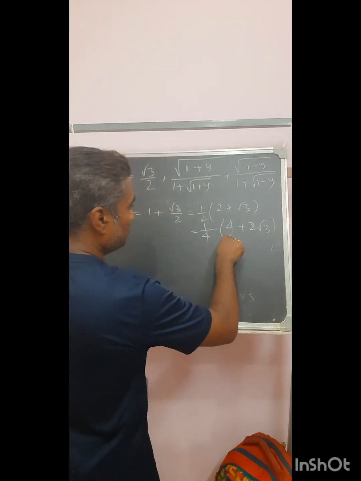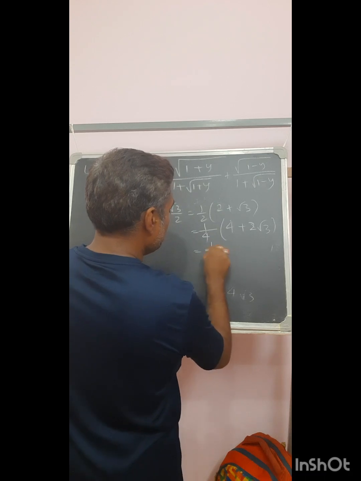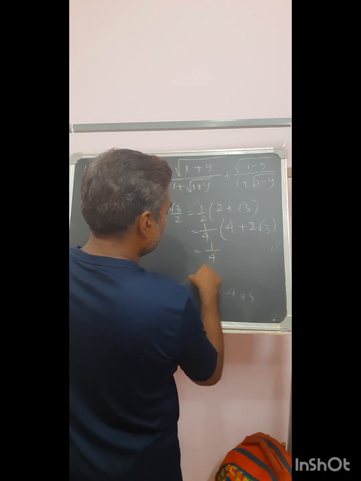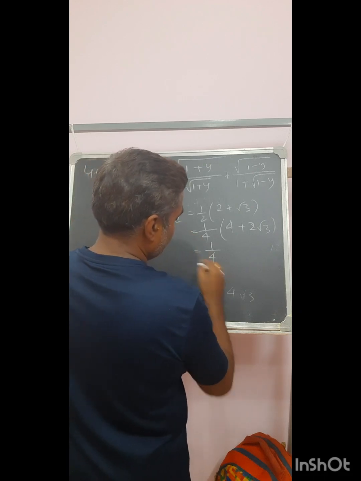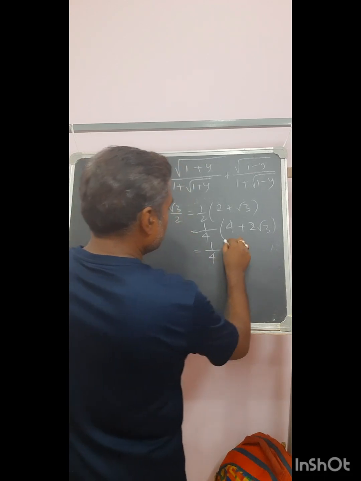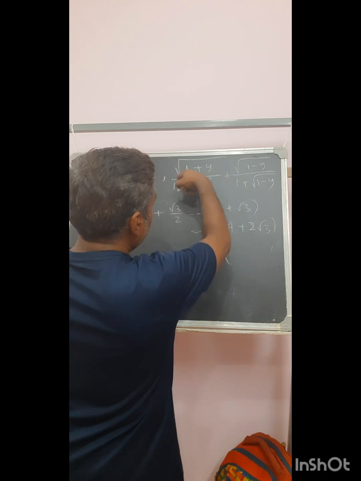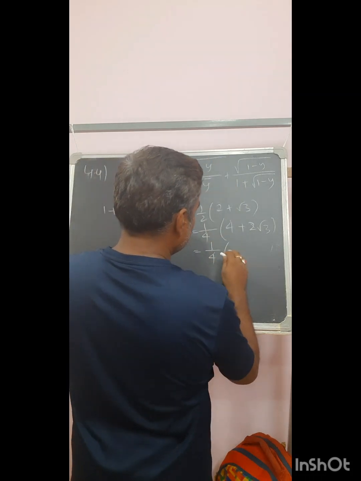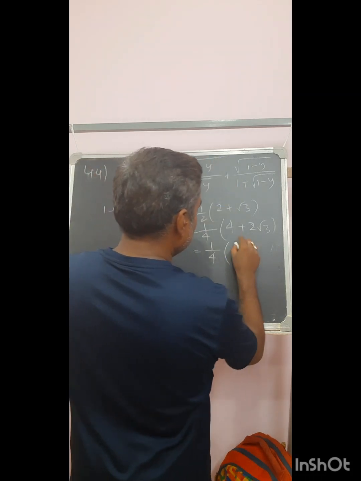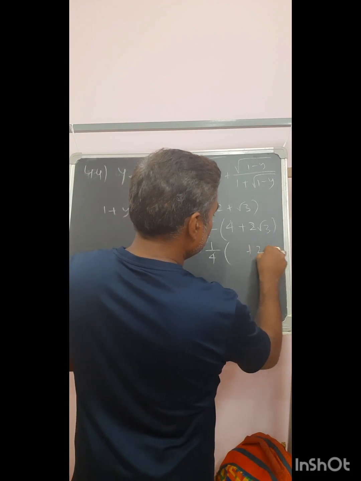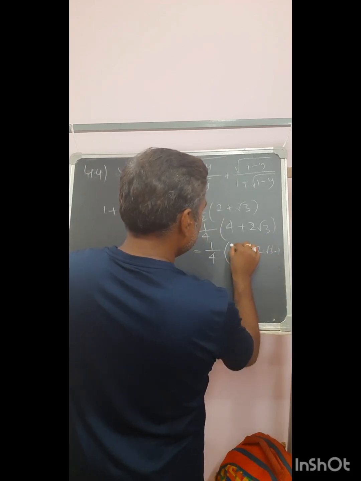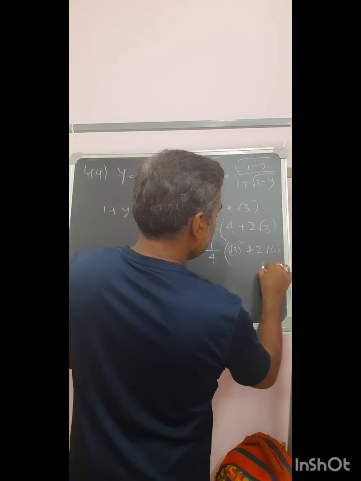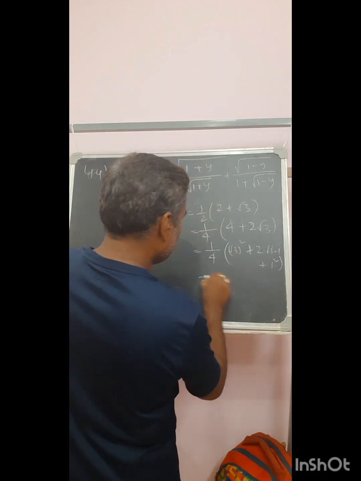Why am I doing this? I want to bring this as a square of some number, because 4 is automatically a perfect square. So this can be eliminated if I bring it inside a square root of something. So the only challenge is here: 2 into root 3 into 1. So that is equal to root 3 square plus 1 square. So it can be done.